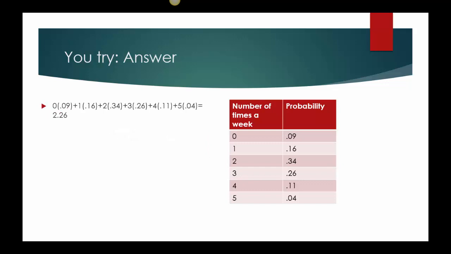So here is the answer. I took each of the outcomes in the chart and multiplied it by the number of times they went out to eat in a week. I added it together, and it says on average this group of people is going out to eat 2.26 times every week.